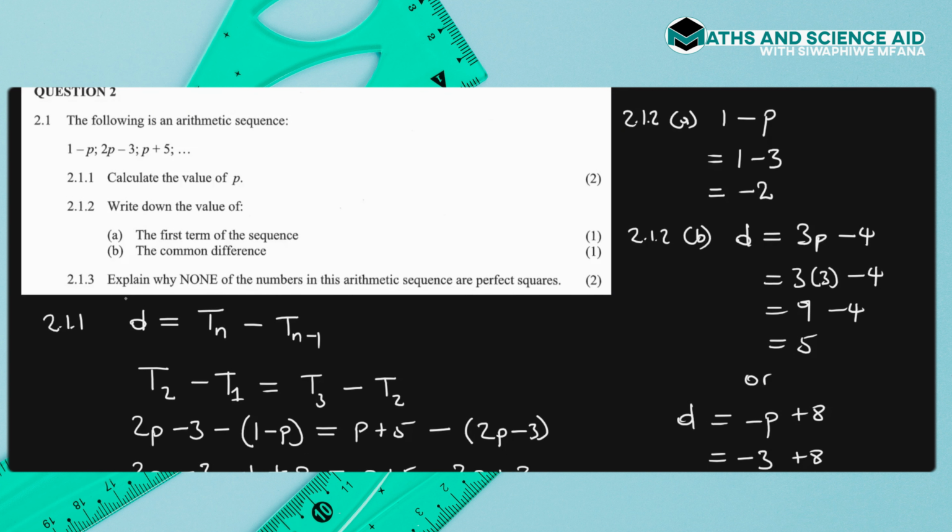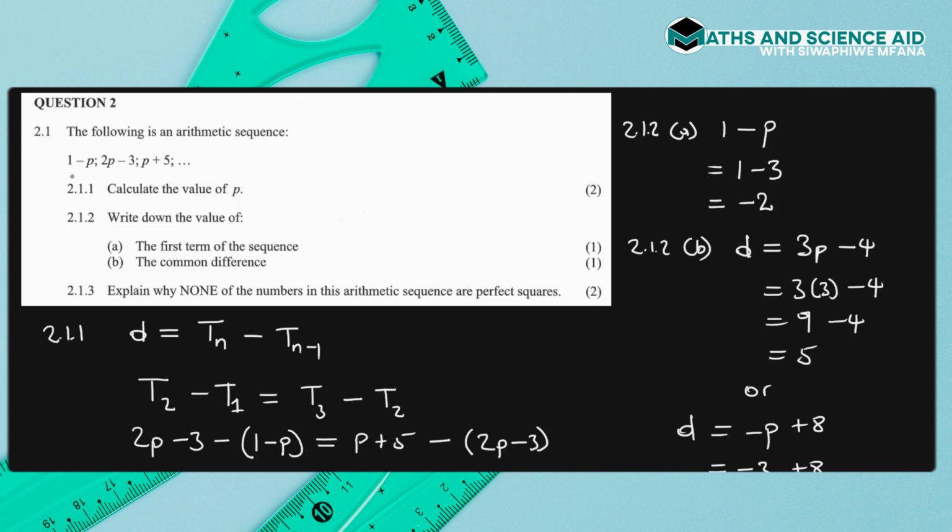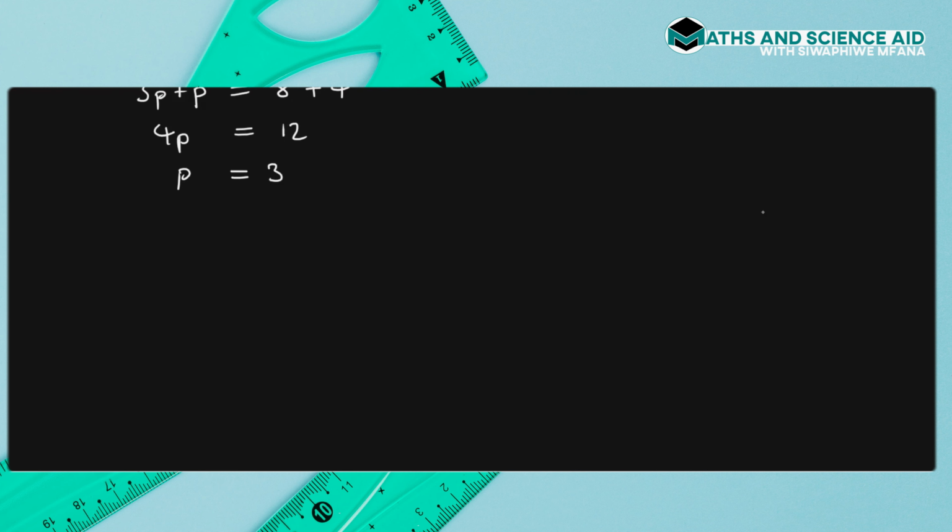Okay, now let's see the last question on 2.1. So here the question is, explain why none of the numbers in this arithmetic sequence are perfect squares. All right, we can start by working out some of the values of the terms of this sequence. So the first term is negative 2, as we had already determined it in 2.1.2a.